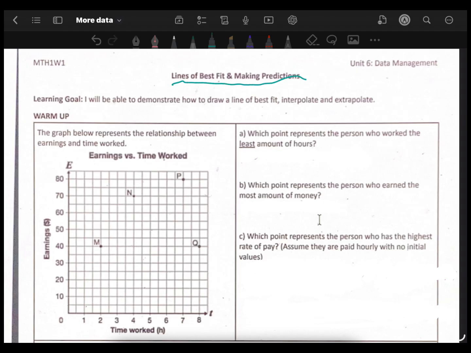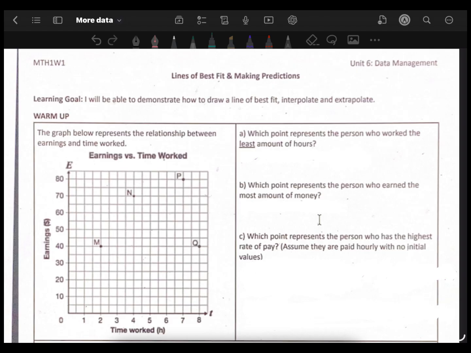Today we're going to be doing lines of best fit and making predictions, which is part of Unit 6 in the Grade 9 math curriculum. Our learning goal today is to be able to demonstrate how to draw a line of best fit, interpolate, and extrapolate. These are very important concepts that you'll likely be using in your math IA if you're an IB student. Otherwise, they're also important mathematical concepts later on in your career.